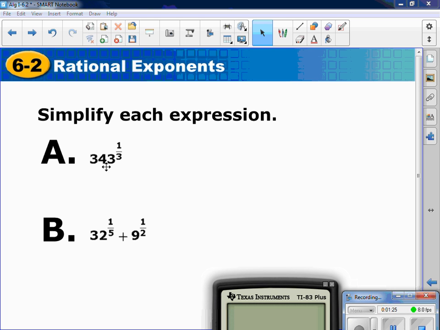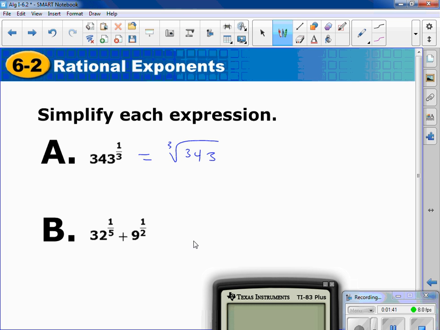I have 343 to the 1/3 power. What does this really mean? This really means the cube root of 343. So I need to figure out what times what times what is 343.